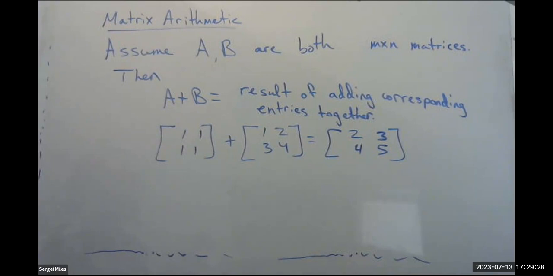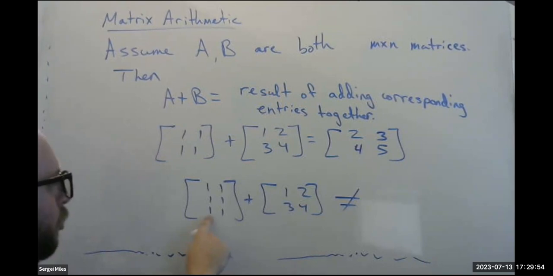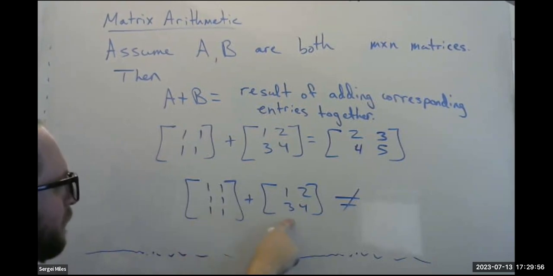Now, we also, like vectors, have the requirement that in order to add two matrices together, they have the same number of rows and columns. If I have these matrices of different sizes, I can't add them together. This doesn't equal anything. I can't compute it because there's no corresponding entries for me to compare to with this row 3.